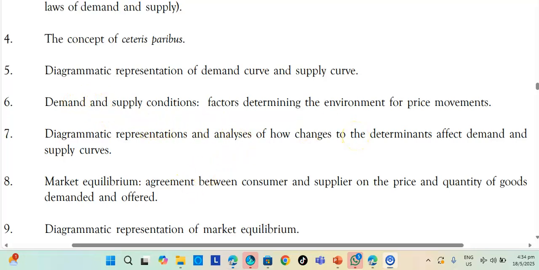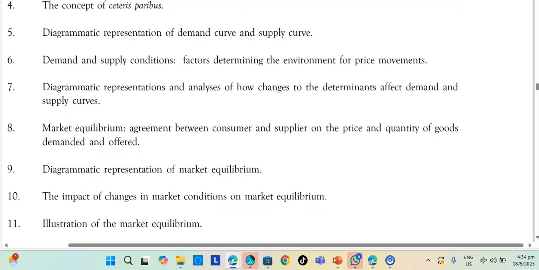Now we are going to look at market equilibrium, agreement between consumer and supplier on the price and quantity of goods demanded and offered. Now, in economics, the agreement between consumers, the buyers, and suppliers, the sellers, on the price and quantity of goods is called market equilibrium. Now, market equilibrium happens when the quantity of goods demanded by consumers is equal to the quantity of goods supplied by producers.